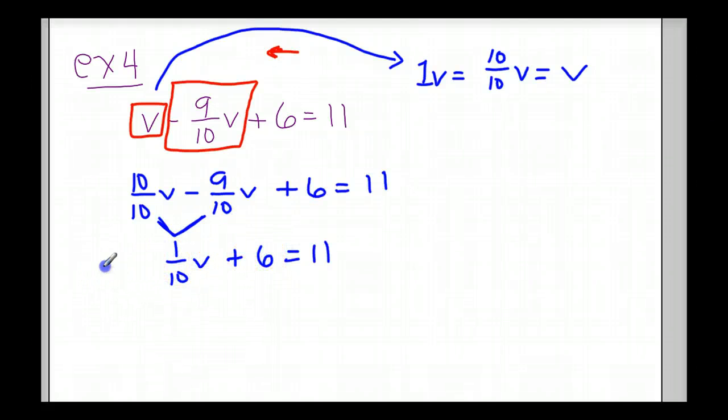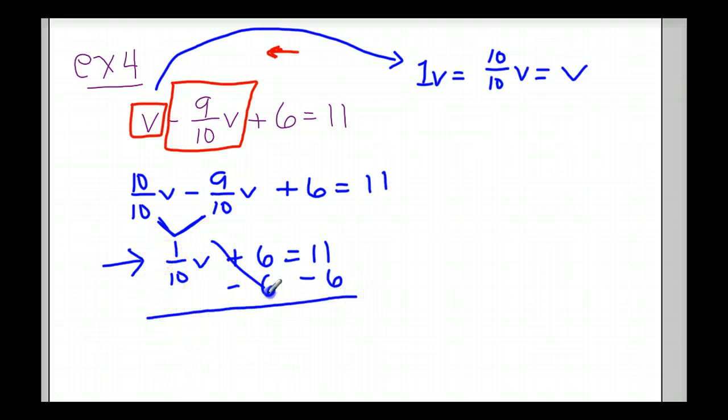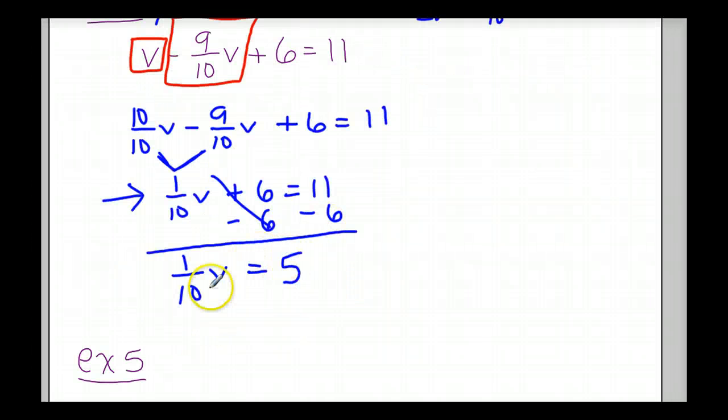Now we have a two-step equation. Right here we have a two-step equation. So we add or subtract first. We're going to subtract 6 from both sides. This cancels. This becomes 1 over 10 v equals 11 minus 6 is 5. Now our next step, we want to times both sides by 10, right? We times it by the denominator. This is what we learned last week. And v equals, what's 5 times 10? 50.